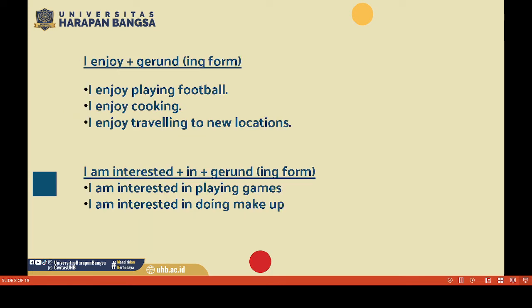Now let's move to another expression on how to answer your hobby or your interest. Let's see, we have I enjoy plus gerund. And I am interested in plus gerund. So remember, if you have the word enjoy and interested in, it means that you should put gerund after those words. Jadi kalau mau pakai enjoy atau interested in, itu belakangnya nggak boleh menggunakan noun ya, harus menggunakan gerund.